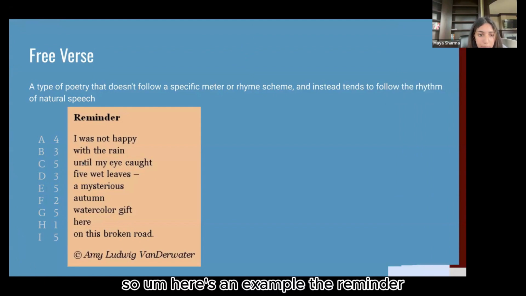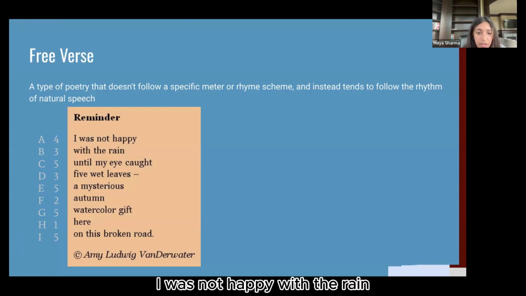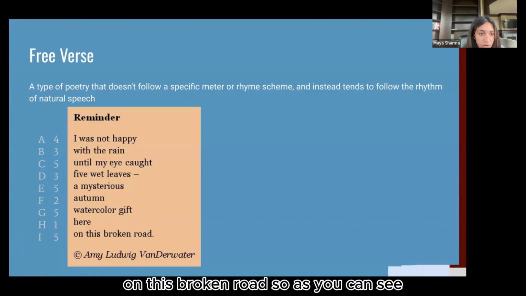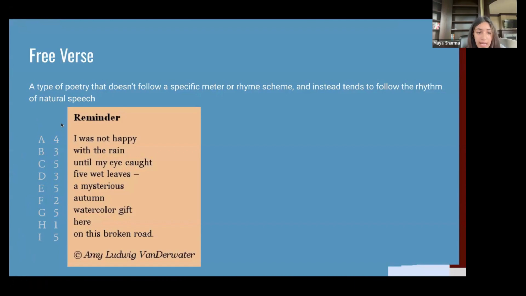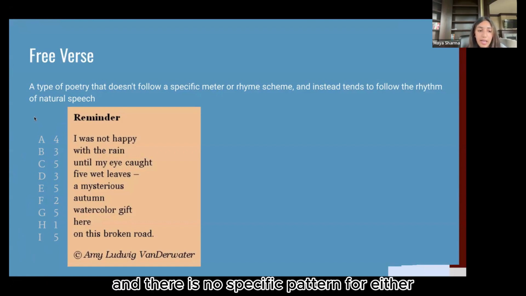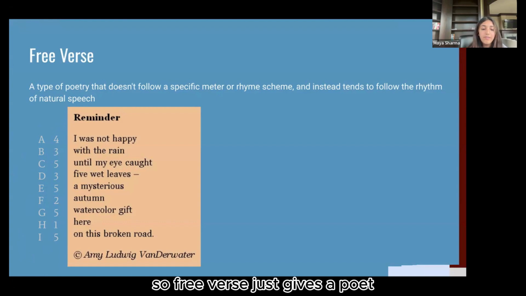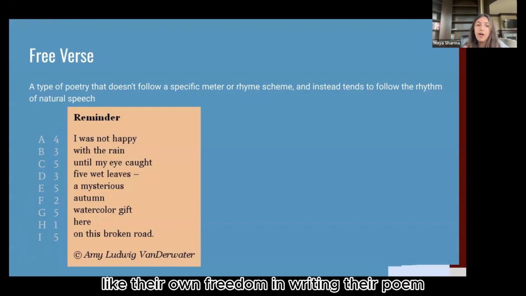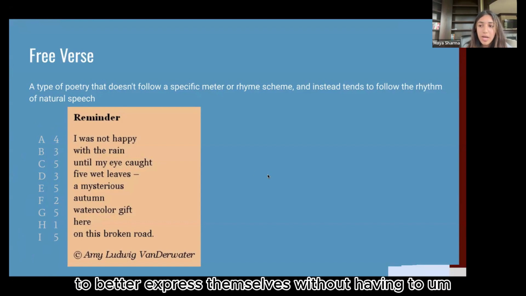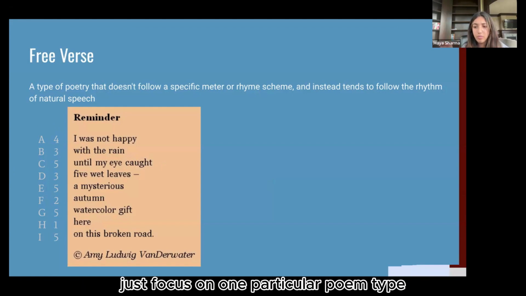So here's an example, "The Reminder." I was not happy with the rain until my eye caught five wet leaves, a mysterious autumn watercolor gift here on this broken road. So as you can see, I put both the rhyme scheme and the syllable count here, and there is no specific pattern for either. So free verse just gives a poet their own freedom in writing their poem to better express themselves without having to focus on one particular poem type.